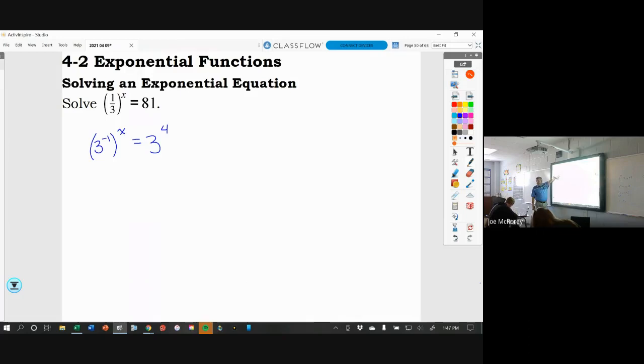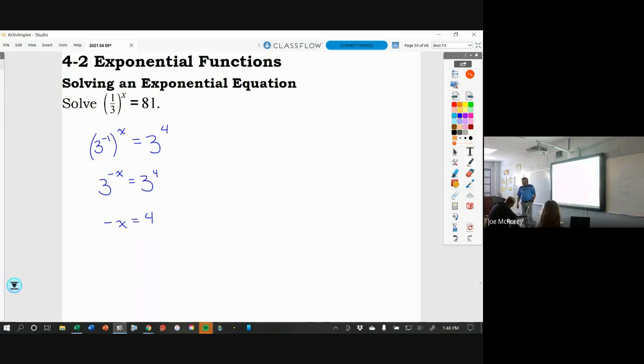Okay? What do you do when you raise a power to a power? You multiply them. So 3 to the -1 to the x would be the same thing as 3 to the -x is 3 to the 4th. Now that the bases are the same, and we're going to talk about why this works very soon, the only way this can be true is if -x is equal to 4. So I've totally just thrown the 3's away, legally.